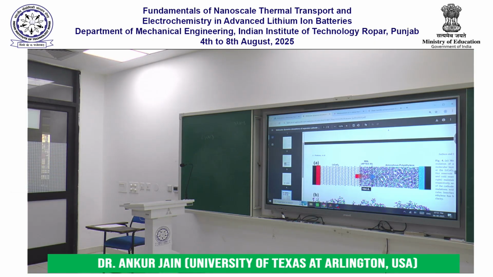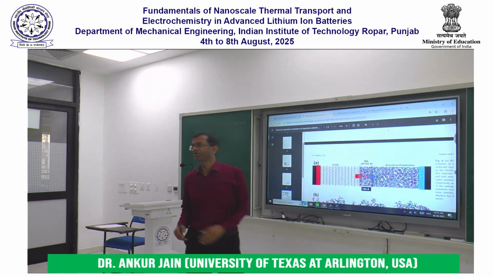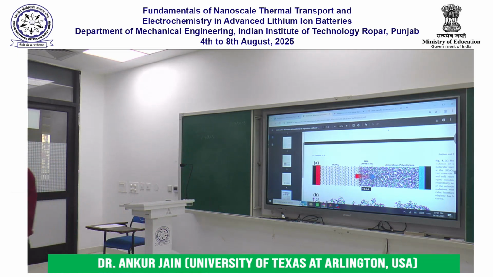No, electron mobility is not considered here. There is no flow of electrons here. In general, heat is transferred by both electrons and phonons, but here the contribution of electrons is zero because polyethylene and lithium cobalt oxide are both insulators. You can't pass current through polyethylene.